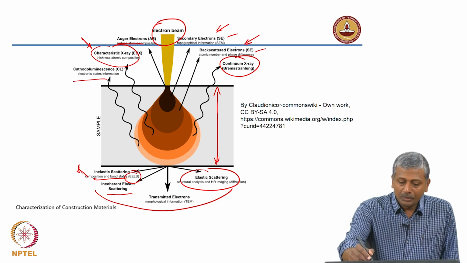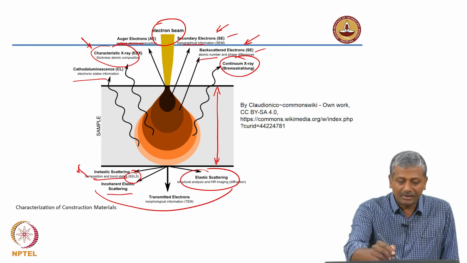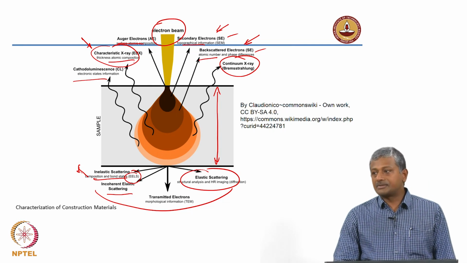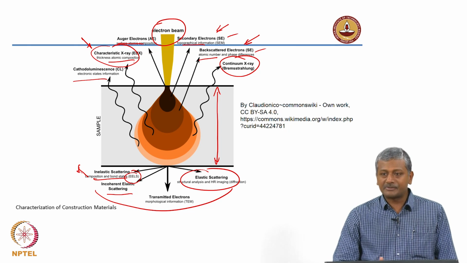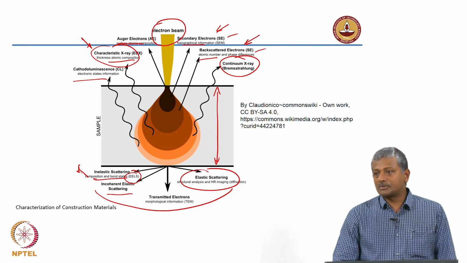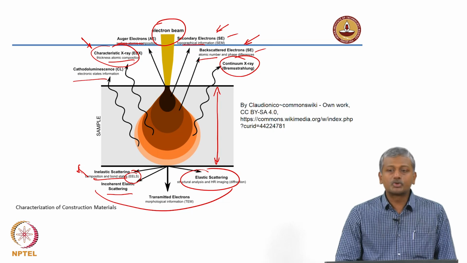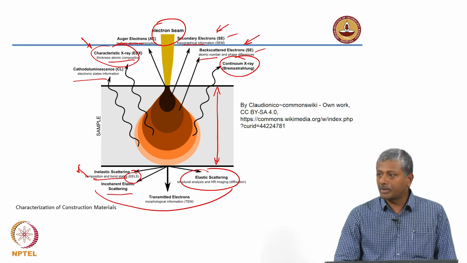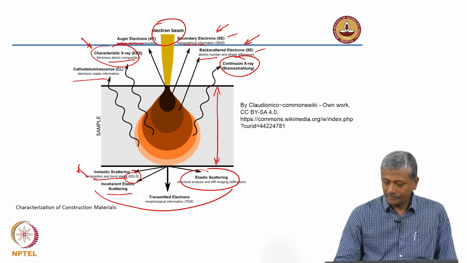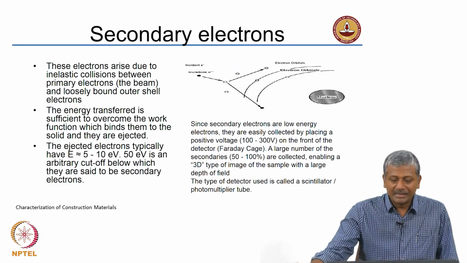We will primarily look at backscattered electrons, secondary electrons and characteristic X-rays that are coming out of the specimen, because that helps us especially with respect to cementitious materials. The most widespread applications of scanning electron microscopy are in these three domains. So, let us first talk about what are these secondary electrons.